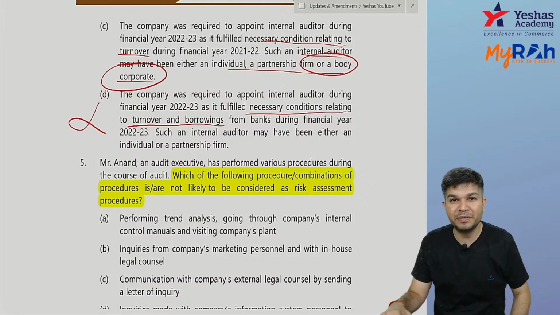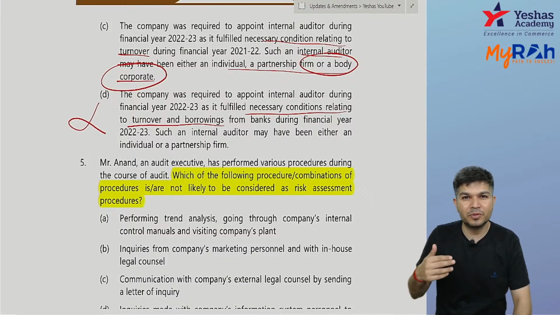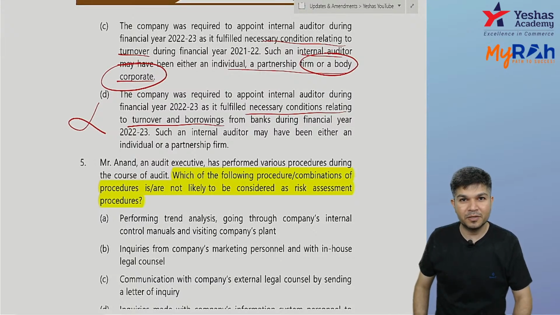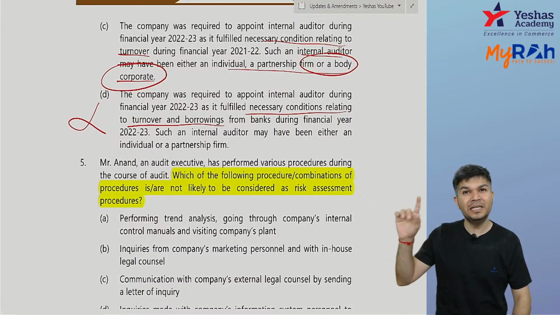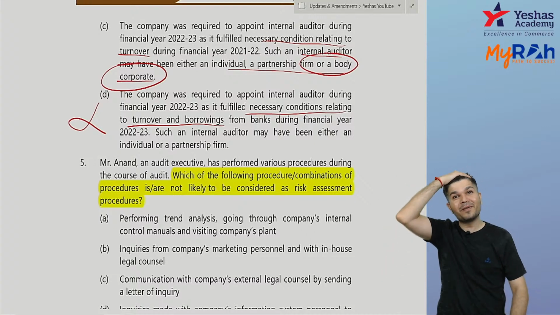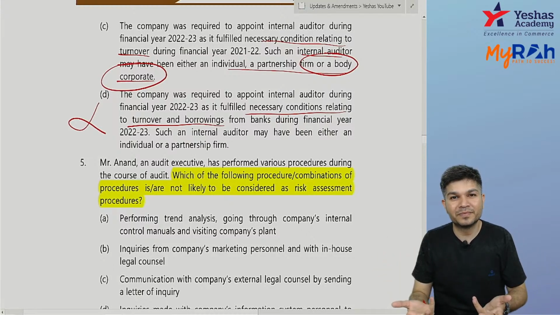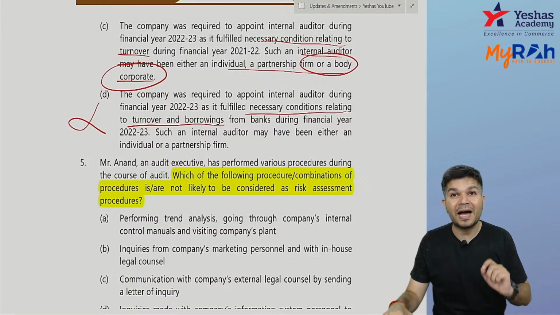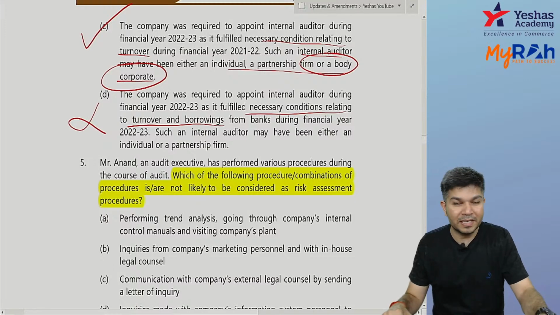Majority of you might be feeling it's A. You might feel internal auditor has to be either an individual or a firm. But I tell you, the answer over here is C. The internal auditor can also be a body corporate. Internal auditor, not the statutory auditor. The internal auditor can even be an employee. So we may hire a company for doing an internal audit. That's possible. So over here, the answer is not A, the answer is C.